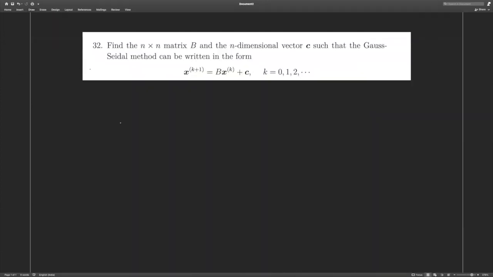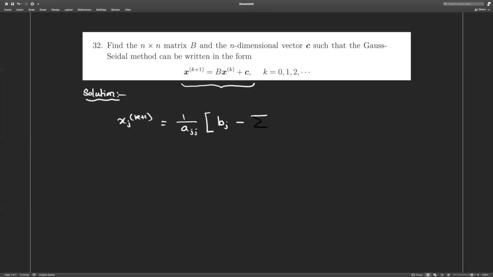Next, let us take the 32nd problem. We have to find an n cross n matrix B and an n-dimensional vector C such that the Gauss-Seidel method can be written as x k plus 1 equal to B into x k plus C. If you recall, each component of the Gauss-Seidel iterative method is given by x j k plus 1 is equal to 1 by a jj, that is, we are dividing both sides by the diagonal element of the matrix A, into b j, that is the jth component of the right hand side vector B, minus, now we are bringing all the non-diagonal terms to the right hand side, and then we are splitting them into two parts.